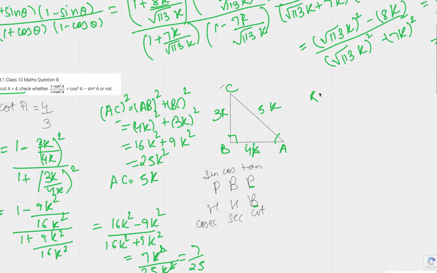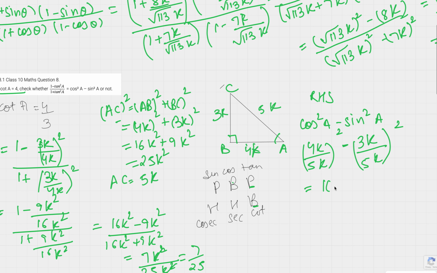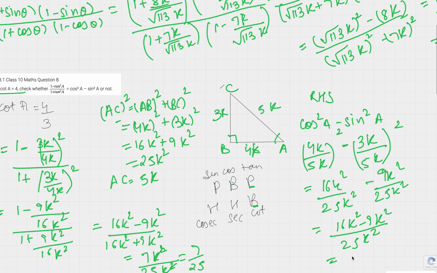So RHS is cos square A minus sin square A. What is cos? Cos is B by H, so 4k by H, 5k. Minus sin is P by H, 3k by 5k. It is 16k square divided by 25k square minus 9k square divided by 25k square. It is 16k square minus 9k square divided by 25k square. Now it is 7k square upon 25k square. K square cancel, it is 7 by 25.